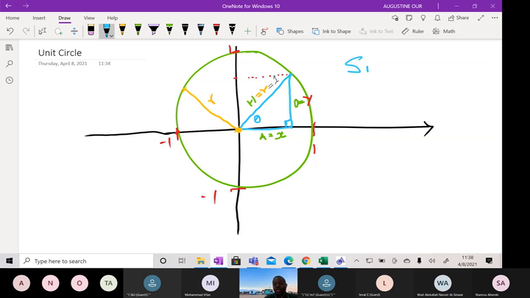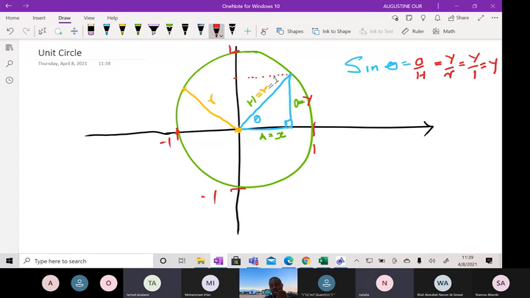So who can tell me what is sin of theta? Sin of theta is given by normal formula is what? Opposite over hypotenuse. But what is the opposite? Y, right? Hypotenuse is R, right? Y over R. Is that okay? Yes. But hypotenuse, which is R, is equal to 1, right? Over 1. So this can just be written as Y. Is that okay? Yeah. In a unit circle, it is just Y.